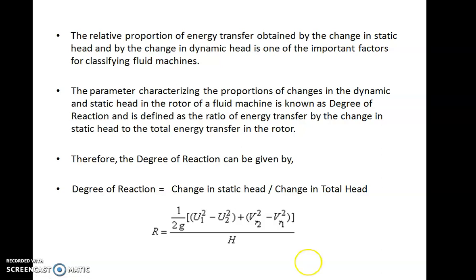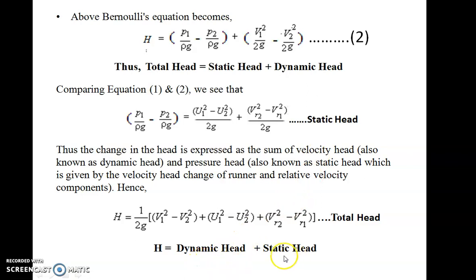So if you remember the definition of degree of reaction, the parameter characterizing the proportions of changes in the dynamic and static head in the rotor of a fluid machine is known as degree of reaction, and it is defined as the ratio of energy transfer by the change in static head to the total energy transfer in the rotor. So if you see the definition, the static head is nothing but pressure change in pressure head, and the total head is nothing but sum of pressure head plus kinetic head, or dynamic head plus static head. So in short, the degree of reaction is the ratio of static head to the total head.